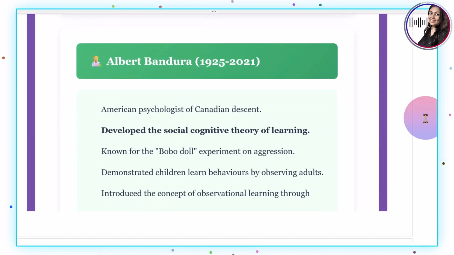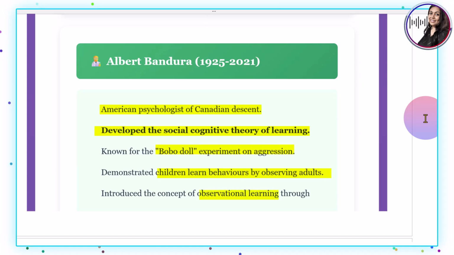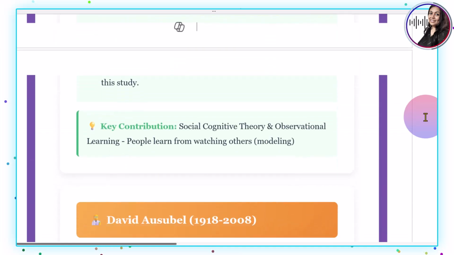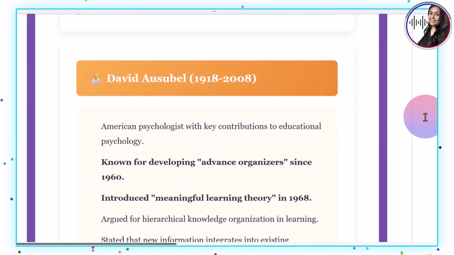Another influential figure is Albert Bandura, an American psychologist of Canadian origin who developed the social cognitive theory of learning. He is best known for the Bobo doll experiment, which demonstrated that children learn behaviors by observing adults. This experiment introduced the concept of observational learning, highlighting the role of models, imitation, and social context in learning.